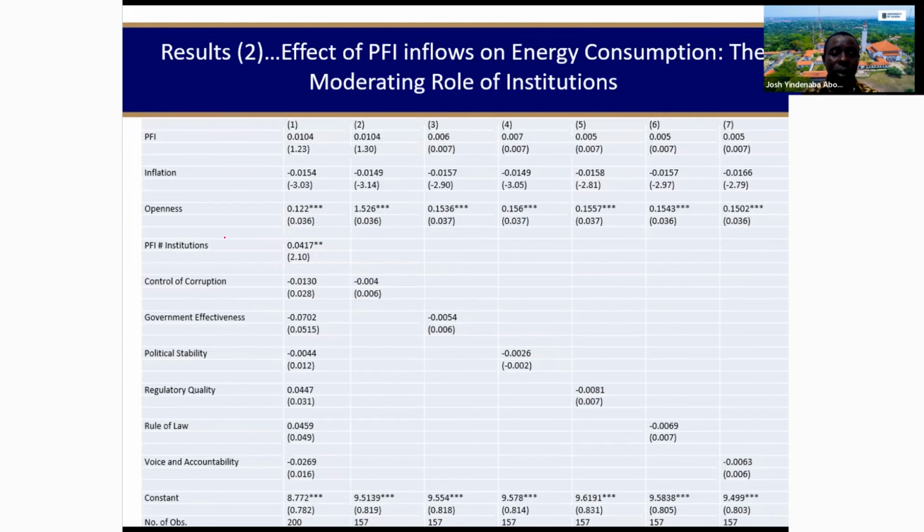Now, also looking at private portfolio flows interacted with institutions, we again found that African countries with strong institutions are able to experience a positive relationship between portfolio flows and energy consumption.